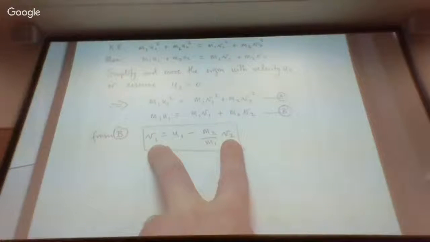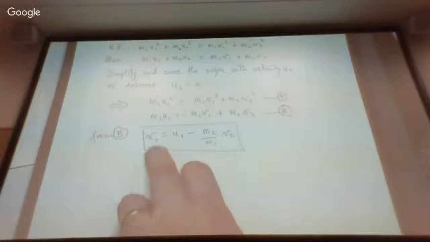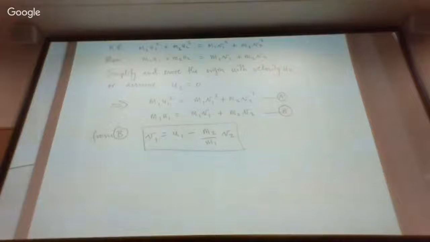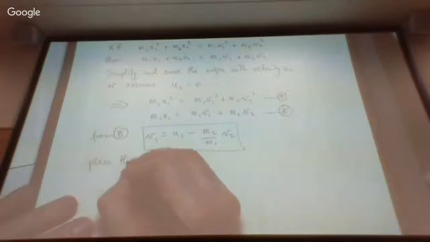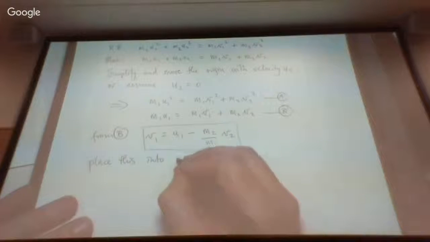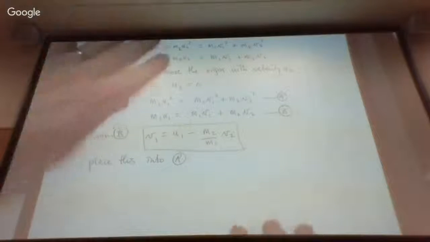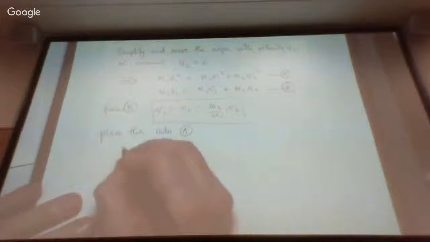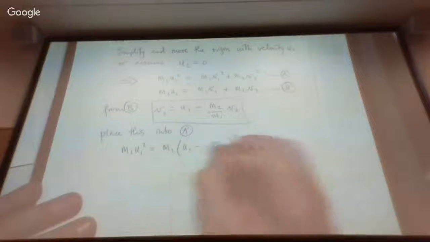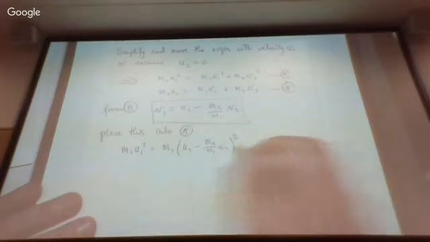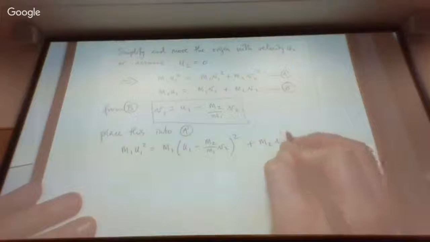So this is moving towards what I want my conclusion for v1 to be. But I don't want the new velocity v2 to appear over here. I just want to express v1 in terms of the old information. The masses m1 and m2, and the old velocities u1 and u2. So I'll place this into A. So I've taken this information from equation B, so I should place it into the other equation. So this would give me now m1 u1 squared on the left. I'm replacing for v1. So I've got m1 times the square of all this, which is u1 minus m2 over m1 v2, squared, and then I've still got my m2 v2 squared.